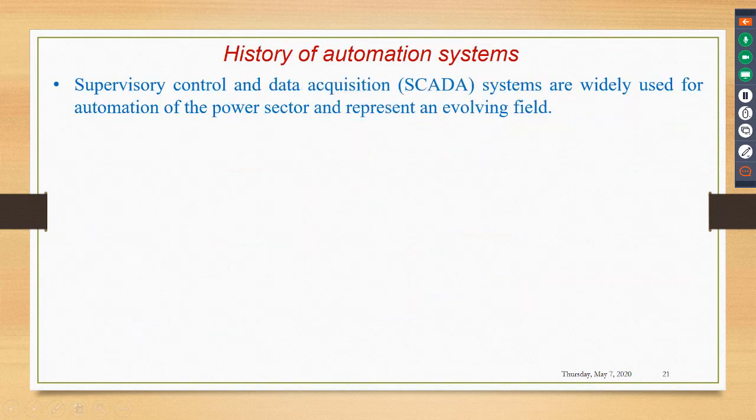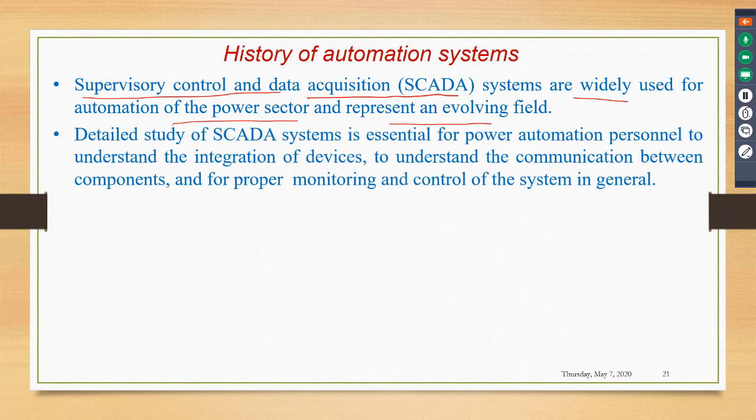Then coming to the history of how this automation system evolved, we'll first see the supervisory control and data acquisition system, in short form SCADA system, which is widely used for automation of the power sector and represents an evolving field. A detailed study of the SCADA system is essential for power automation personnel to understand the integration of devices, and to understand the communication between components for proper monitoring and control of the system in general.